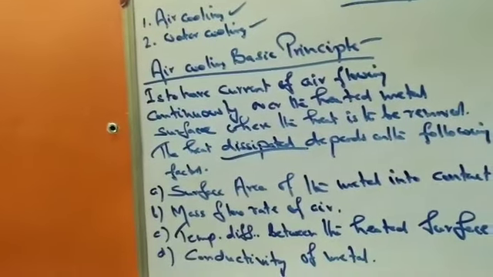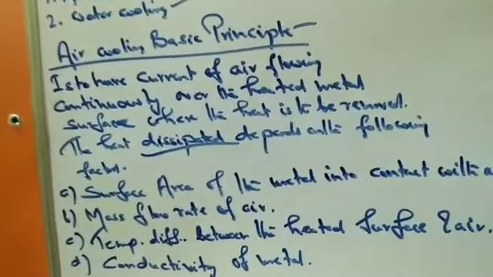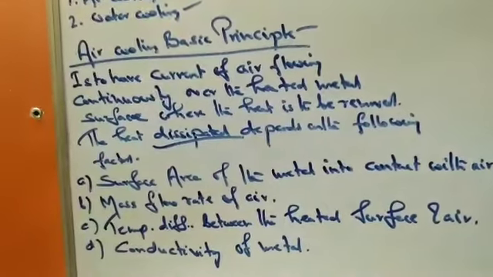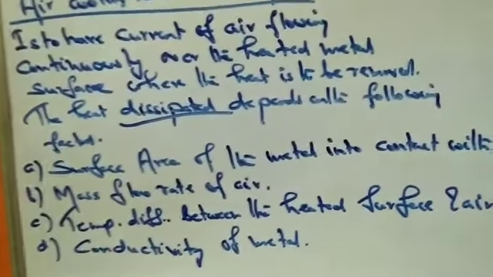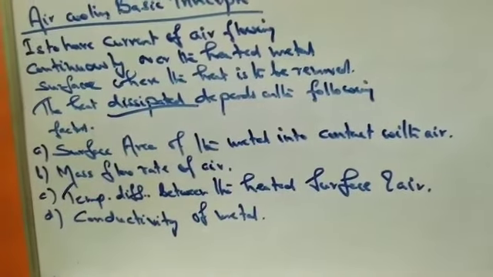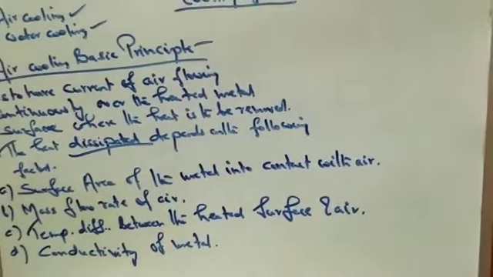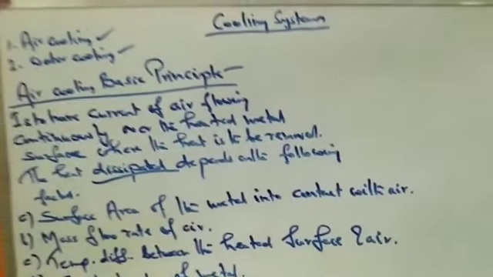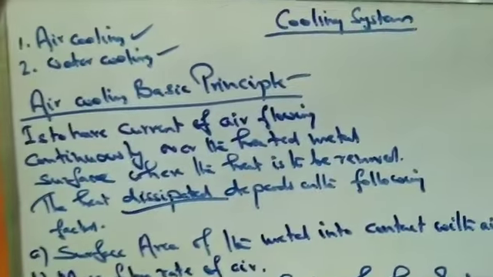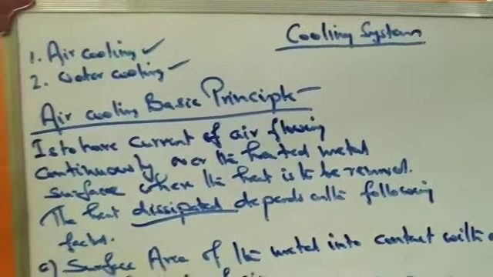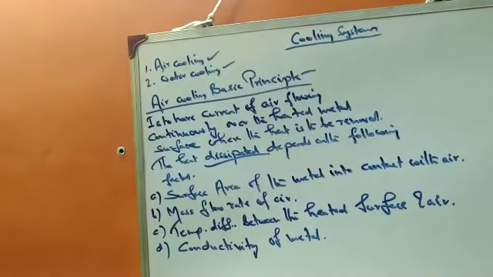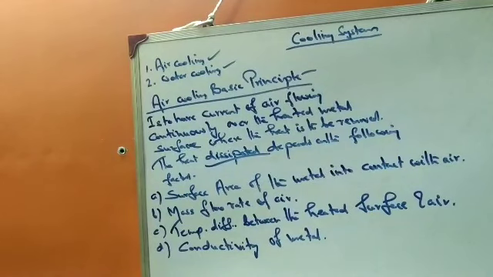Number two, the mass flow rate of air. What is the mass flow rate of air? It also affects the amount of heat dissipated. Then, the temperature difference between the heated surface and air. What is the temperature of the surrounding air and the heated surface? If you are moving in a very cold weather, for example in the winter season, the temperature difference is more.